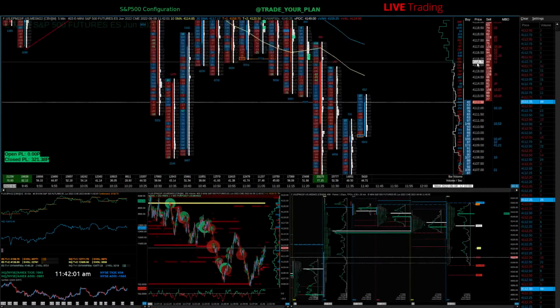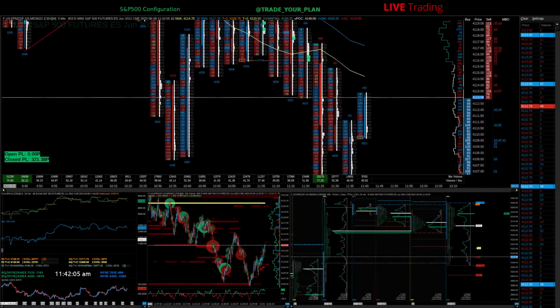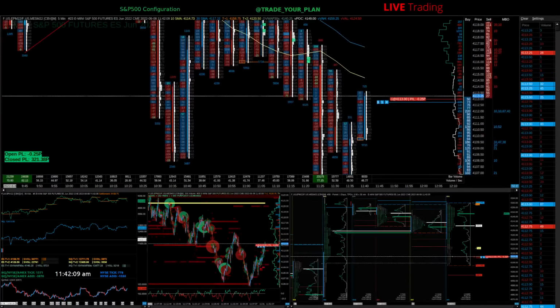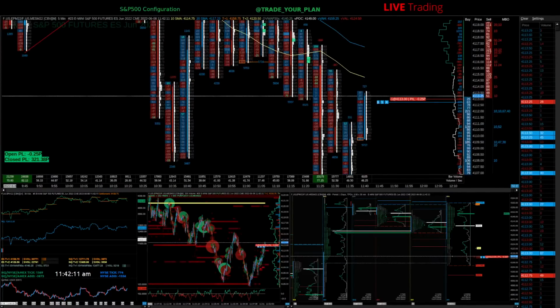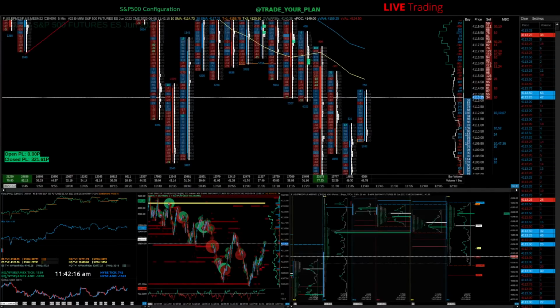Just looking at this structure real quick here. Let's see if I can get out for one tick. You know why? Because I don't have a bracket in. Man. Stupid.